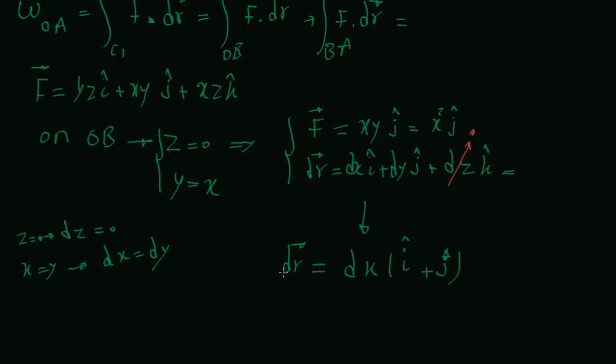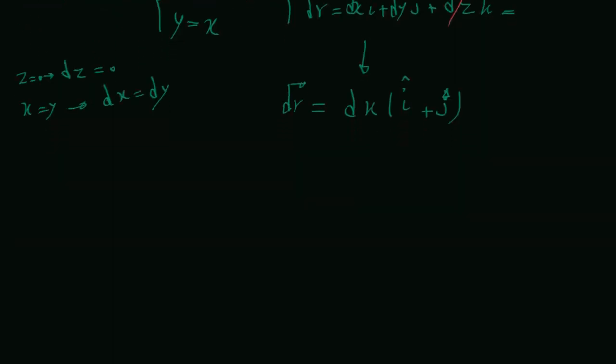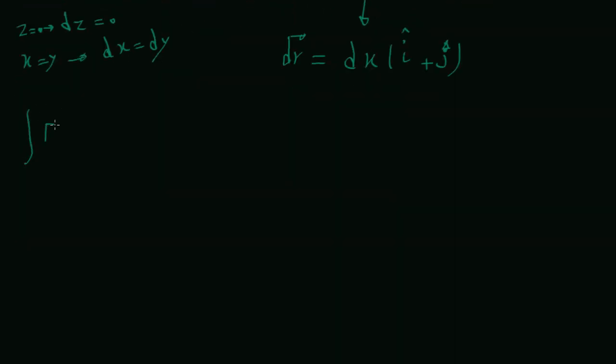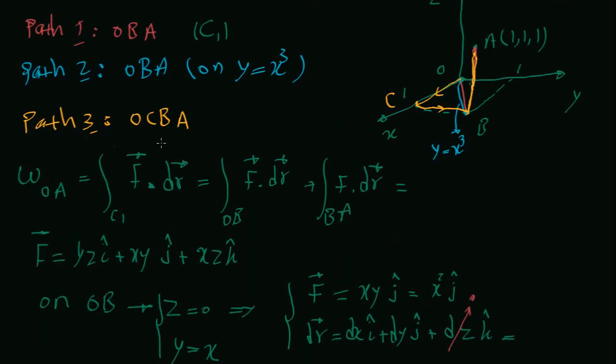So now that we have F and dr for that path, for OB, we can calculate the first part of this integral, F dot dr on OB. Remember, that's path 3, the second path where we go on the curved line, but here we are just going on the red line, which is a linear path, a line from O to B.